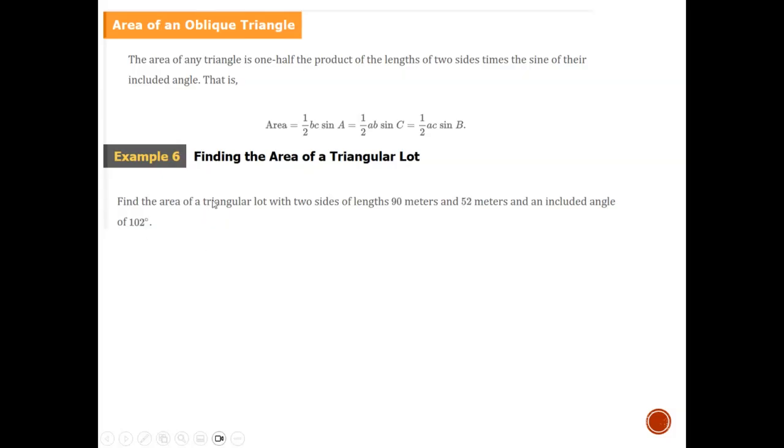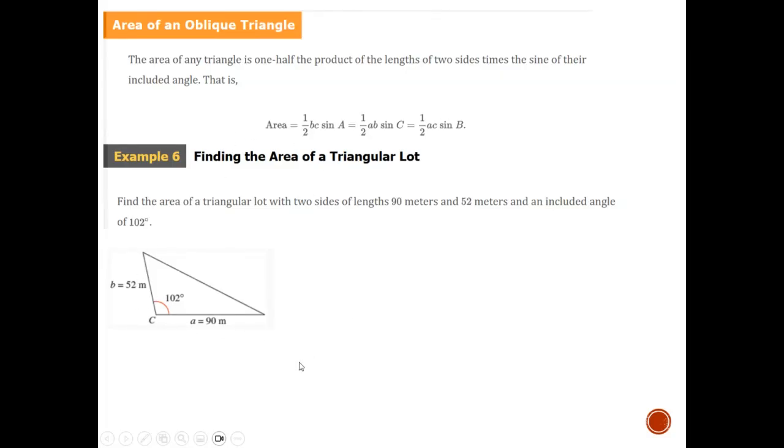So let's do an example here. Find the area of a triangular lot with the side lengths of 90 and 52 and the included angle of 102. So look at this picture right here. If I label A as 90 and B as 52, the included angle in between, 102, is the C, because across from that would be that length C, okay? So this is our setup.